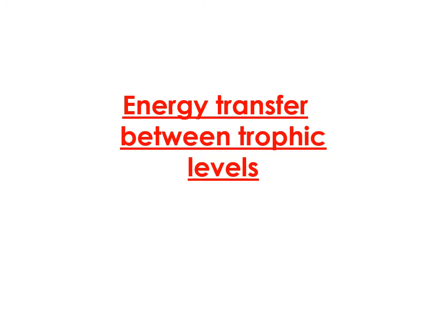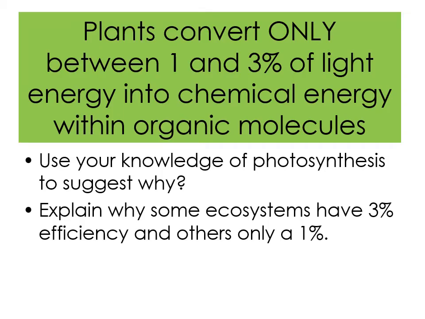So plants, thinking about now how light energy enters the ecosystem, so how energy enters the ecosystem as light within photosynthesis. Plants only convert between 1 and 3% of the light energy that is available to them into chemical energy within organic molecules. So of the light energy available to the plant in the ecosystem, it converts a very, very small percentage to the chemical energy stored in glucose.